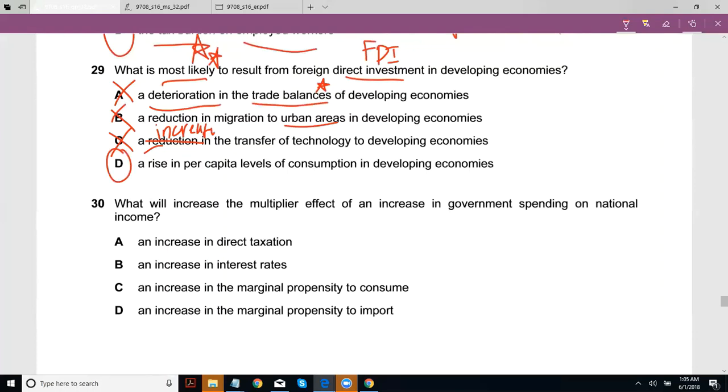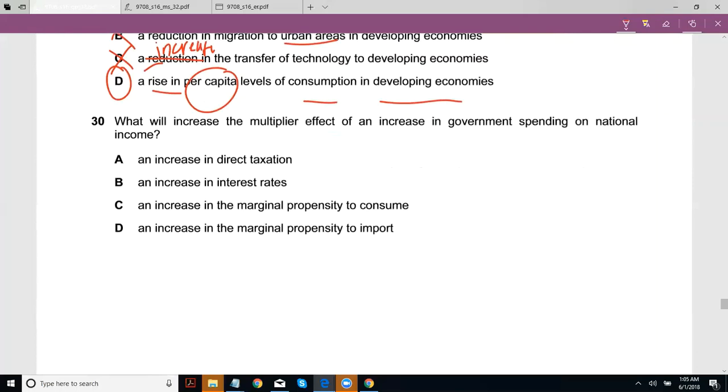But what we can say, a rise in the per capita levels of consumption in developing economies. Investment stimulates the economy, will stimulate consumption, and so on. Would you also agree that the answer is D? Yes, the rest don't make sense anyway. Exactly. So on that basis.